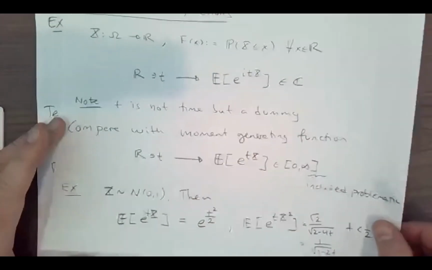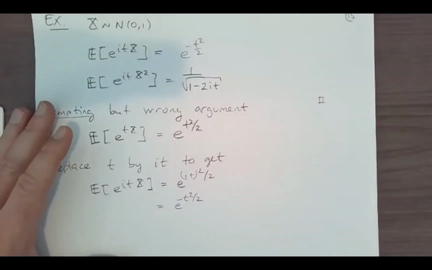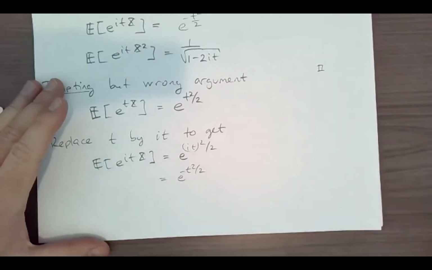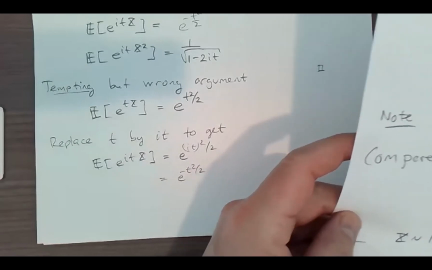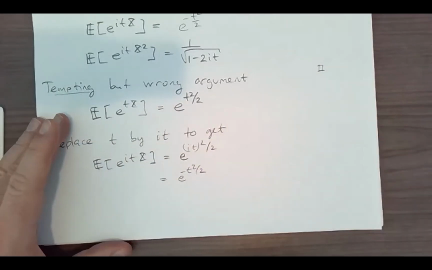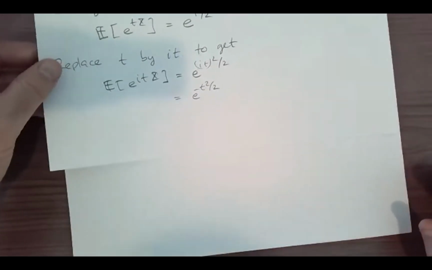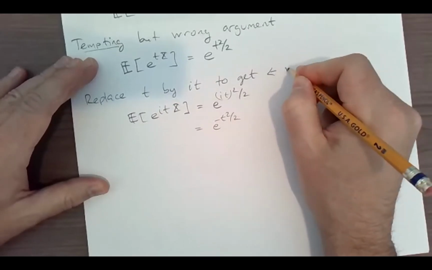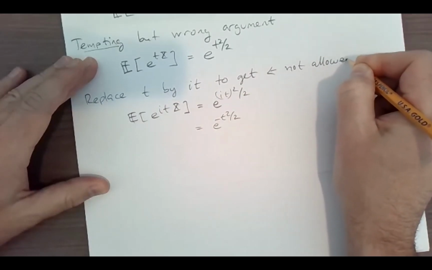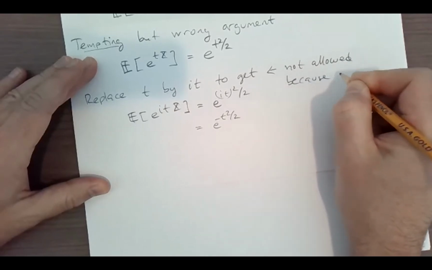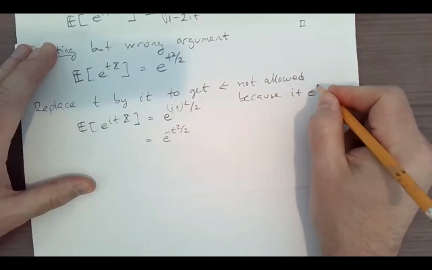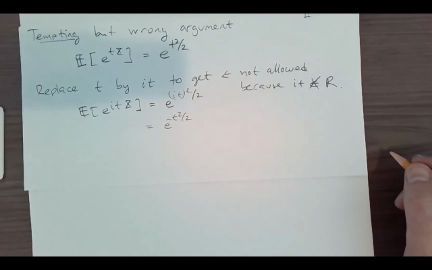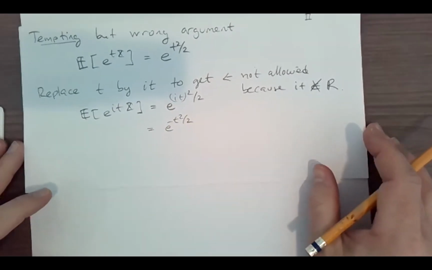So the correct route is a bit longer, but let me try to show you one way of doing it using Ito's lemma. So this is not allowed because it does not belong to R. It's the right formula, but it's the wrong argument.